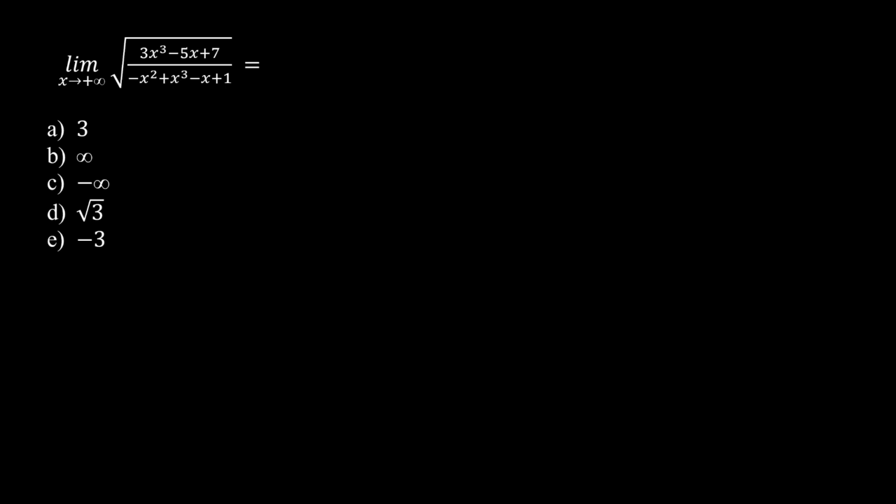Okay, here is another exercise that involves the limit as x goes to infinity. This time it's the square root of some rational function. The square root is a continuous function, so we pass the limit to the argument of the square root, which means inside, and see what happens.